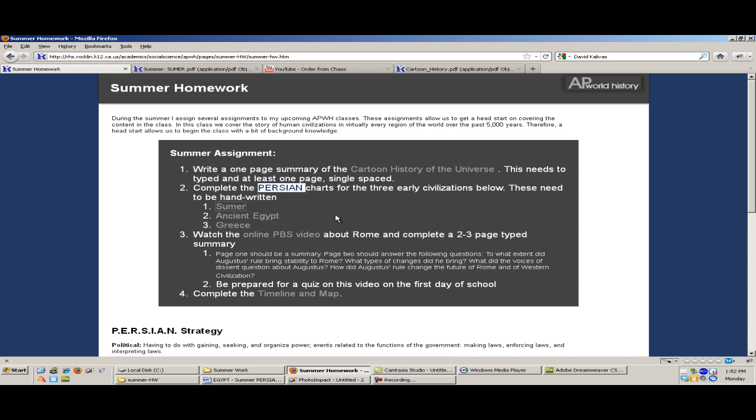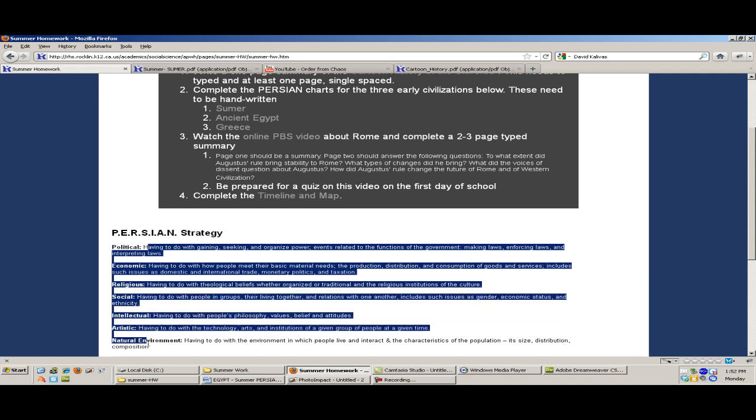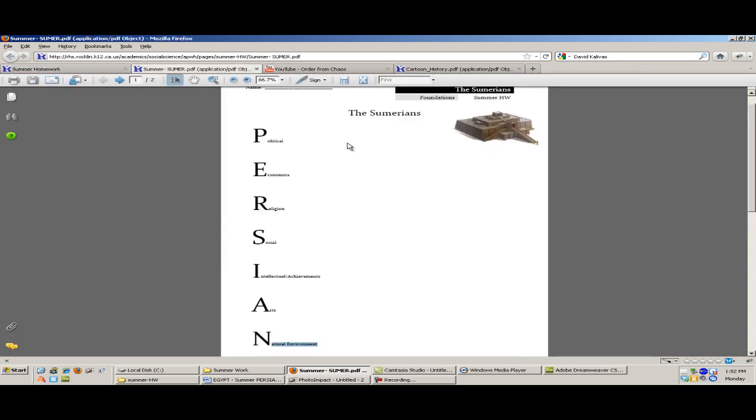Right below all of these, I have a little description about what all of those stand for, political, all the way down to the end, to help you understand what I'm looking for in those. And there's one for the Sumerians, the Egyptians, and the Greeks. You're going to complete all of those.